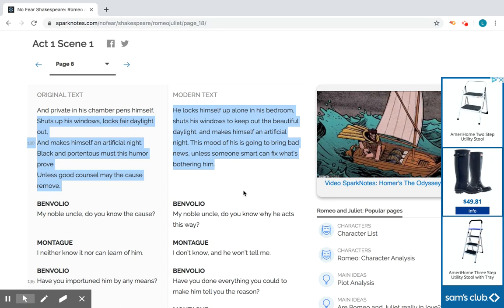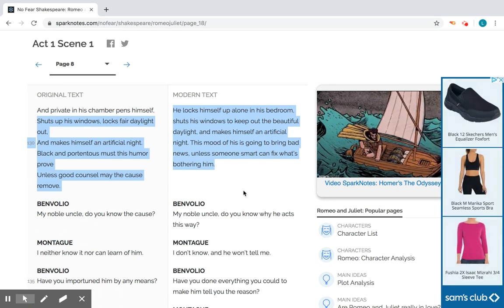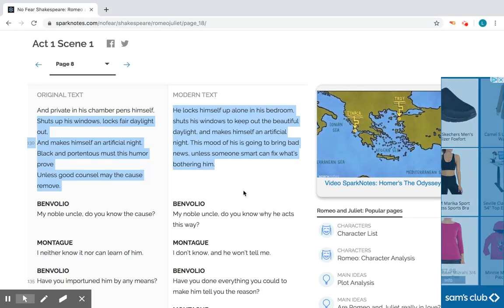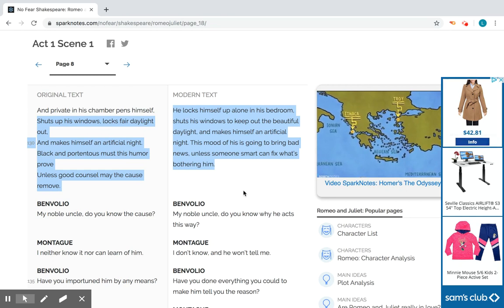All right, so we find out that Romeo is trying to avoid everyone. During the day, he shuts all the curtains. He's just super sad, and Benvolio now asks his uncle, who says, do you know why? Uncle, do you know the cause?